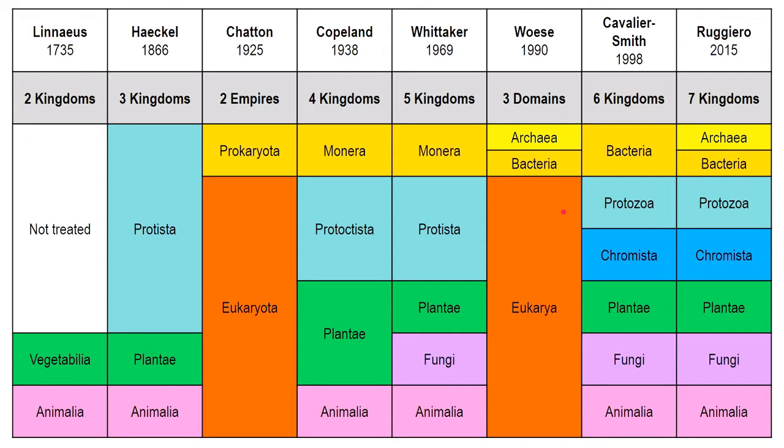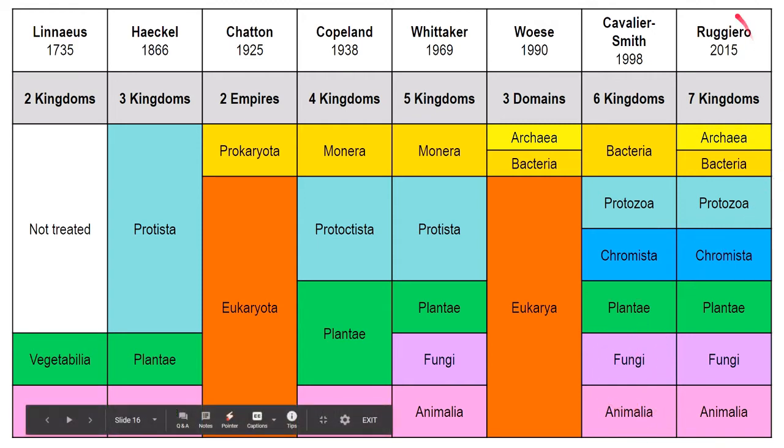In 1998, Cavalier-Smith proposed a six-kingdom system, wherein he merged archaea and bacteria into one kingdom, Bacteria, then Protozoa, but he created another kingdom for Chromista. Those are organisms that are photosynthetic, but they do not possess the green pigment chlorophyll. They have other pigments that they use, such as blue-green, brown, red, and yellow pigments. So he created a whole new kingdom for them. By 1998, we had Bacteria, Protozoa, Chromista, Plantae, Fungi, and Animalia.